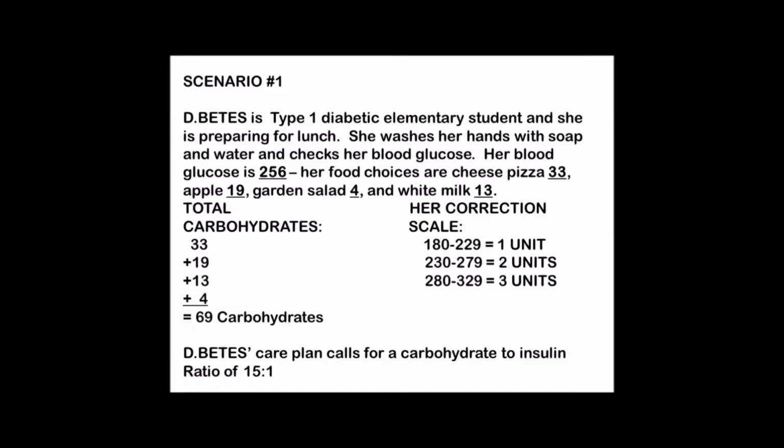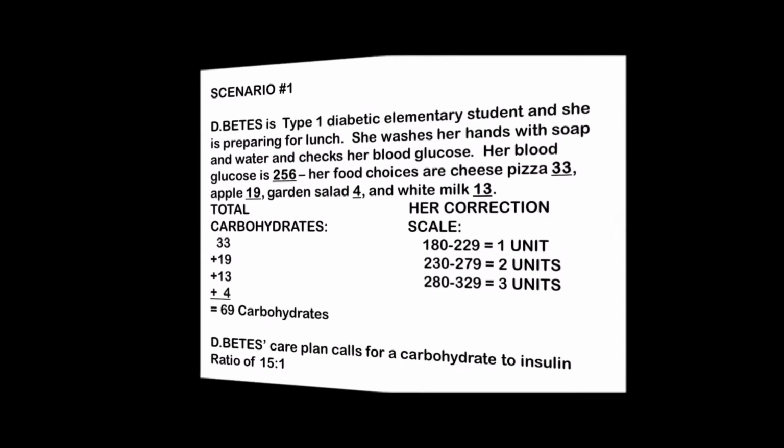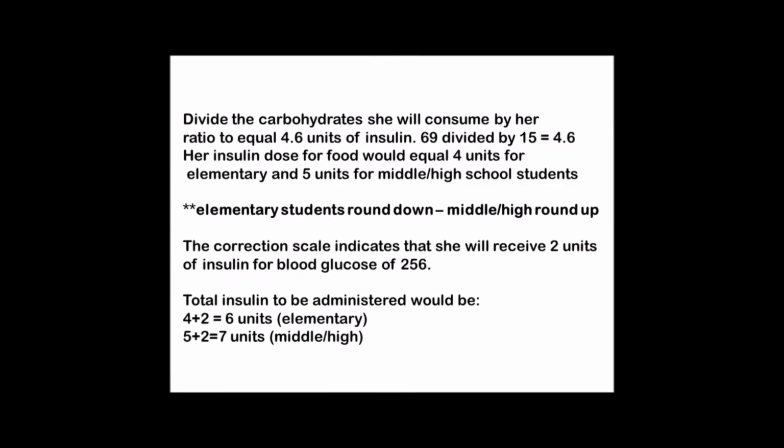Dee Beaties' care plan calls for a carbohydrate to insulin ratio of 15:1. Divide the carbohydrates she will consume by her ratio to equal 4.6 units of insulin. 69 divided by 15 equals 4.6. Her insulin dose for food would equal 4 units for elementary and 5 units for middle and high school students. Elementary students round down, middle and high school students round up.